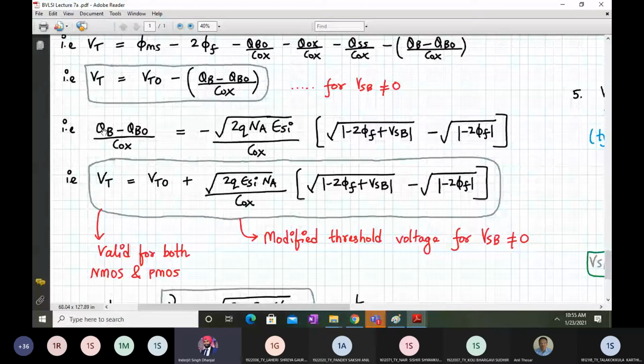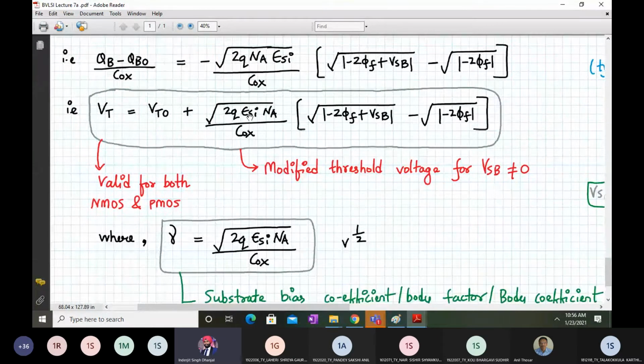So if you work it out, both the formulas for QB and QBO are present, and if you subtract them, you will get this term. So kindly note this formula for VT. VTO, the O signifies zero substrate bias, whereas VT signifies non-zero substrate bias. I hope that you all have noted down this formula.